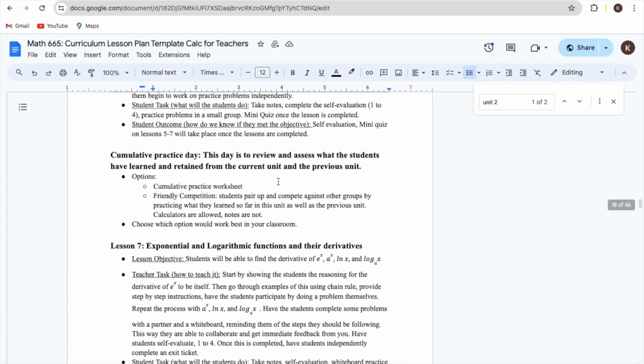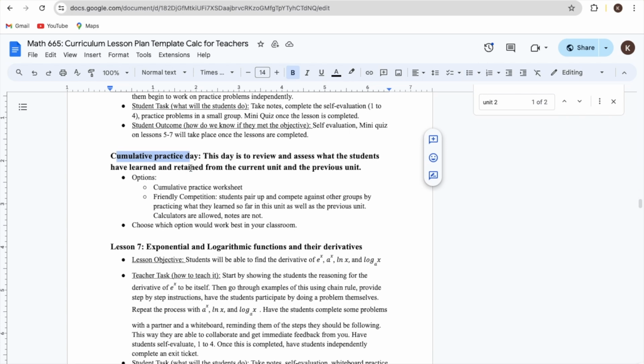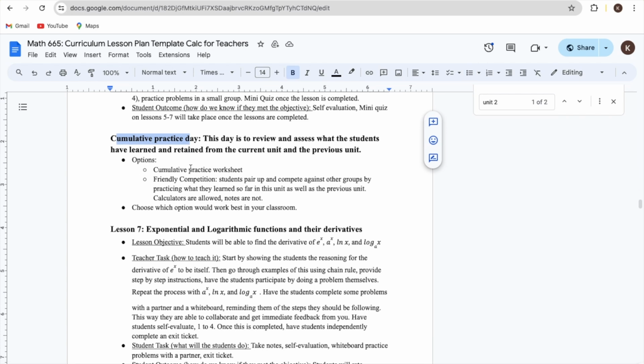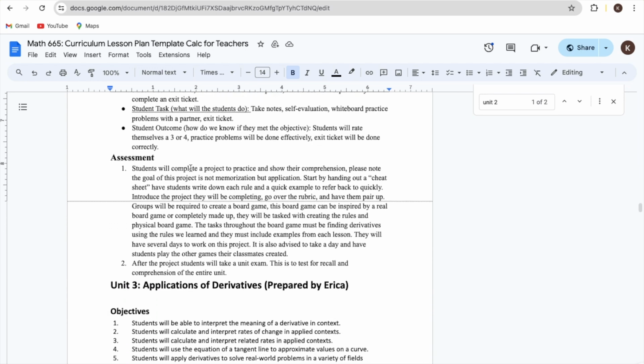As we go down, again, here's another cumulative practice day. I highly recommend that you add these throughout your curriculum just so kids keep that refresher in their mind. And then lastly, moving on down to assessment. So there are 2 parts to the assessment.